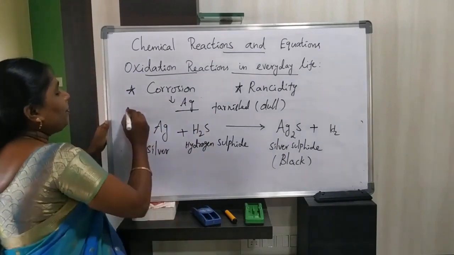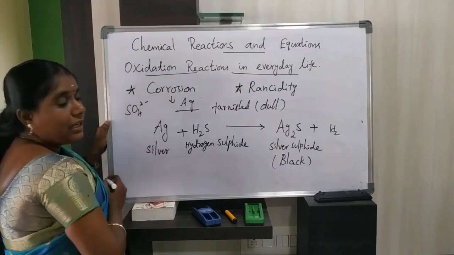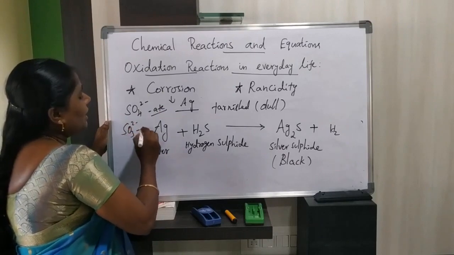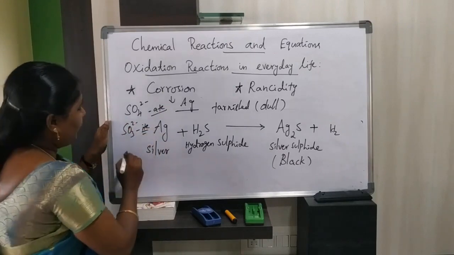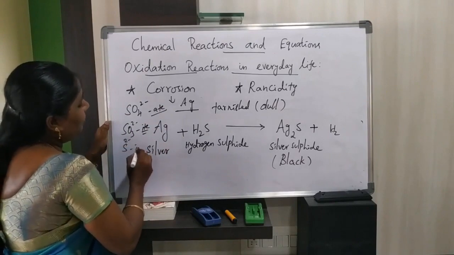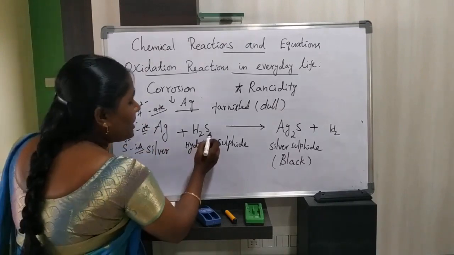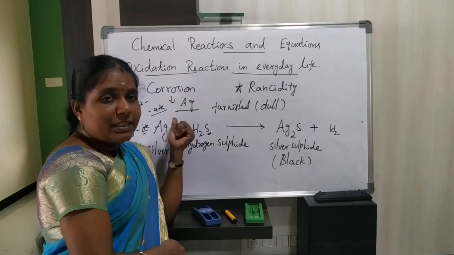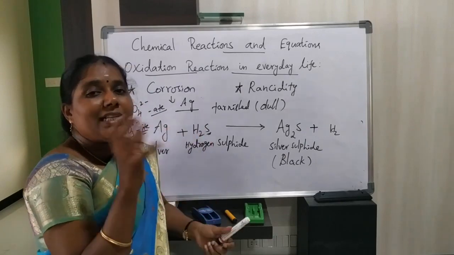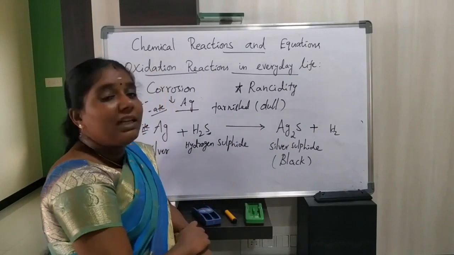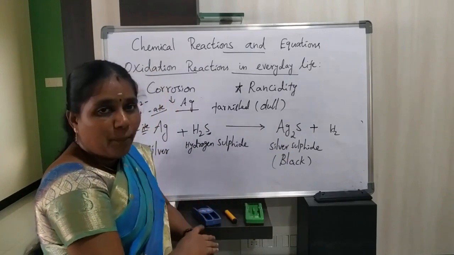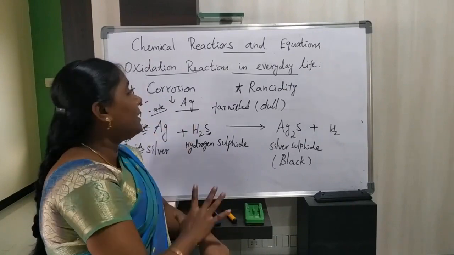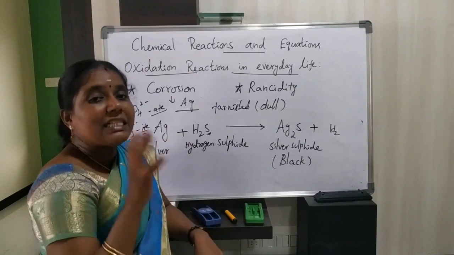Already we have discussed this: SO4 2 minus is sulfate, ending with ATE. SO3 2 minus is sulfite, ending with ITE. S2 minus is sulfide, ending with IDE. So this is only sulfur, sulfide. Sulfide combines with hydrogen, so this is considered hydrogen sulfide. So we get silver sulfide, and the black coating is due to the formation of silver sulfide on its surface. This is also another example of corrosion of a metal, that is silver metal.